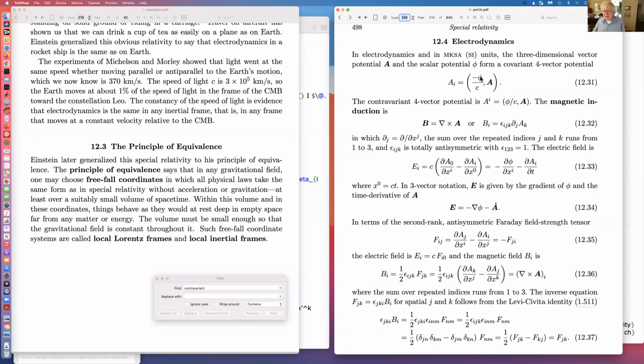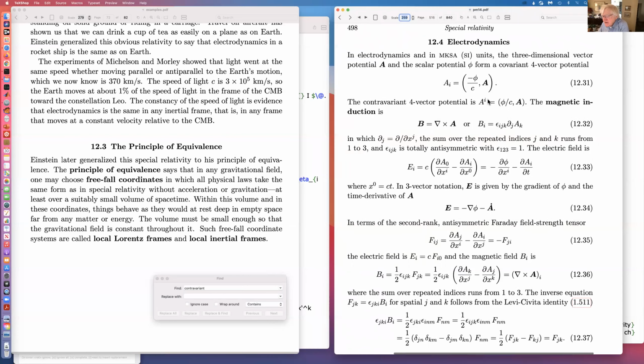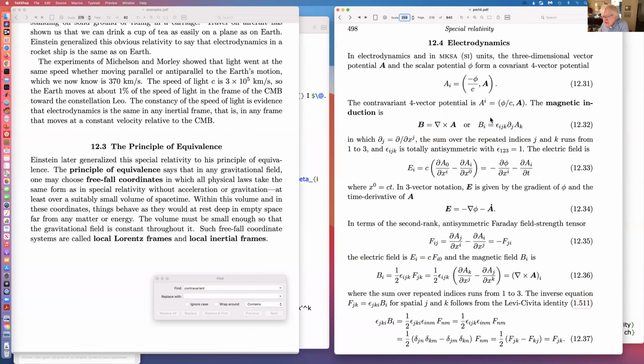But isn't the lower index for A the negative of the contravariant? Well, yeah. All right. Let me just mention about this. You raise a good point here. In special relativity, when you raise or lower an index, that has no effect on the 3 spatial components, and it just flips the sign of the time component. So this whole business is pretty trivial.